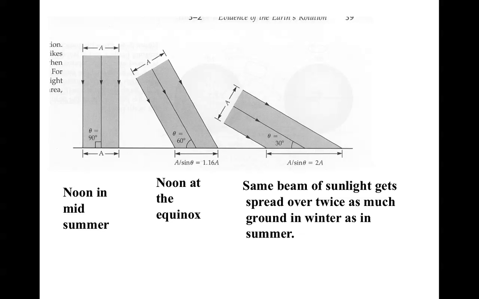This next diagram shows you that in more quantitative terms, showing that when the sun comes straight down, it covers a small area, and as it comes at an angle of 60 degrees, it covers 1.16 times that area, and when it comes at 30 degrees, it covers twice that area. So the same sunlight is spread over twice as much ground in winter as in summer at a latitude that's only somewhat north of here in Austin. So that's a very big difference, and that's the reason why it's cold in the wintertime.